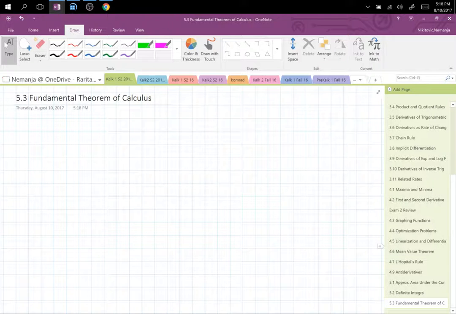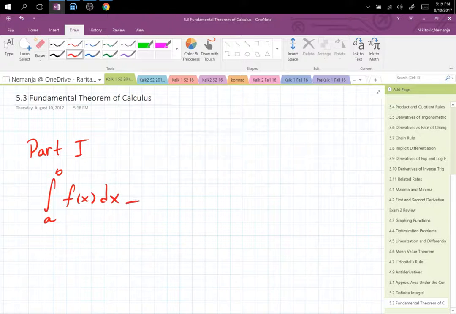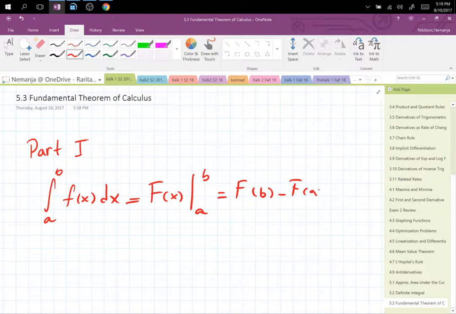Fundamental theorem of calculus. Very, very important. This theorem has two parts, and part one you already know. Part one of the fundamental theorem of calculus is you calculating the definite integral. The integral from a to b of f of x dx is any antiderivative computed from a to b, which is F of b minus F of a.